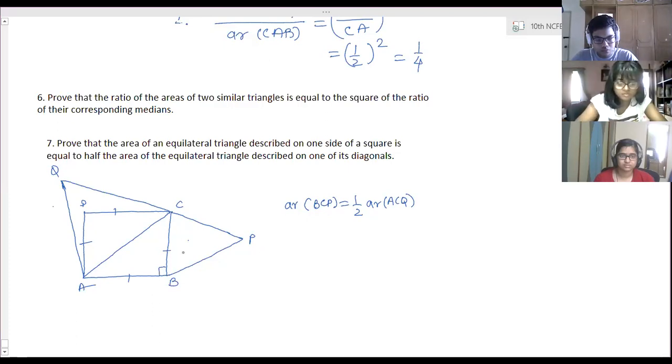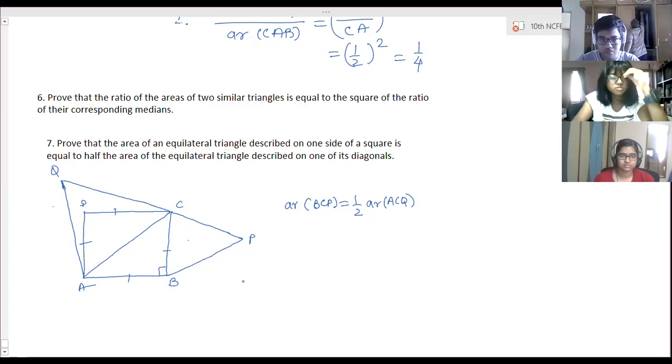Now, these two are equilateral triangles. Can we prove them similar? Yes, ma'am. Why are they similar? How are they similar? Ma'am, because AC is equal to QC is equal to AQ, and BP is equal to BC is equal to PC. So, when we do similarity by SSS, BP by QC is equal to PC by CA is equal to BC by AQ.